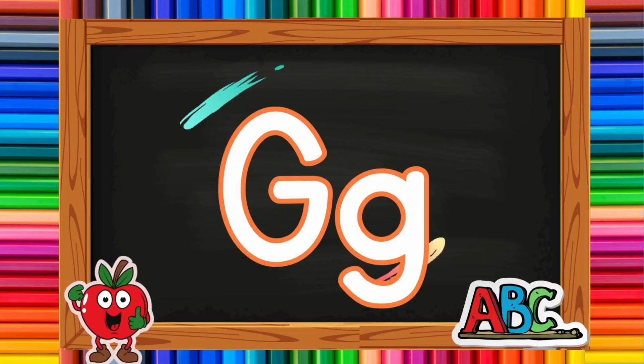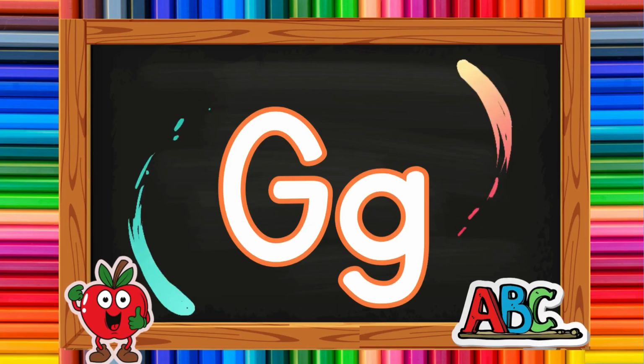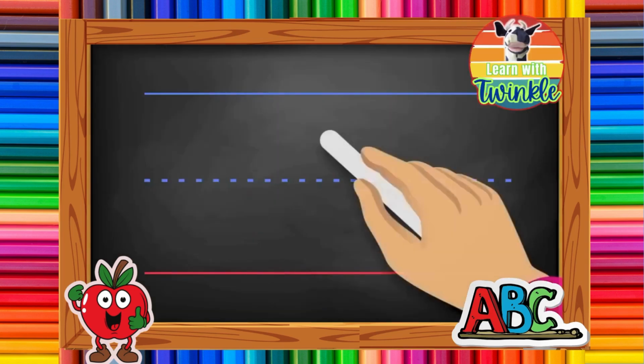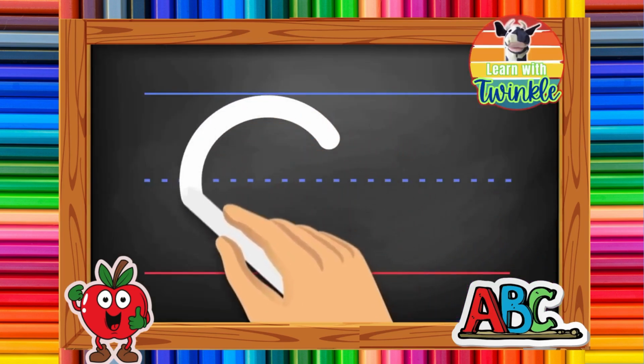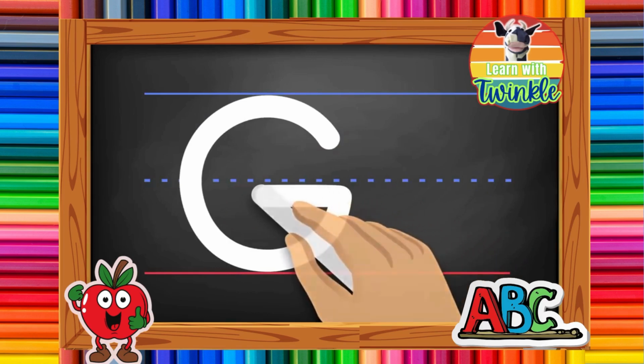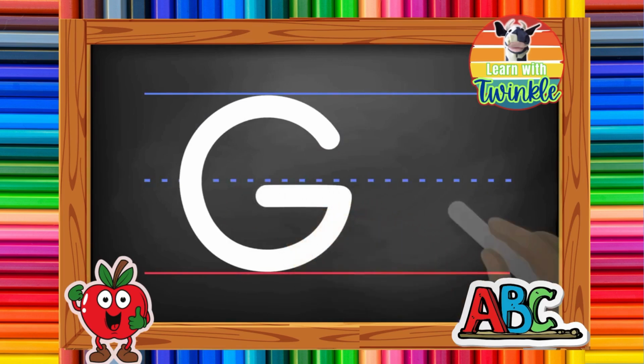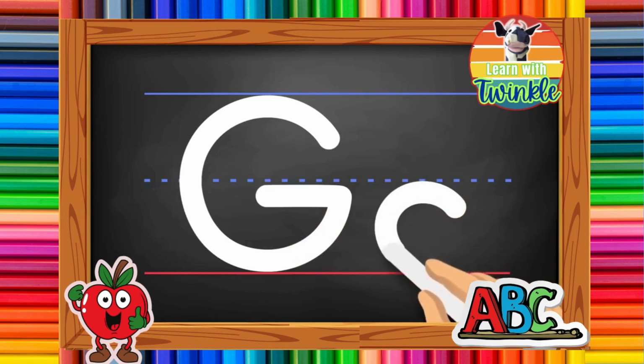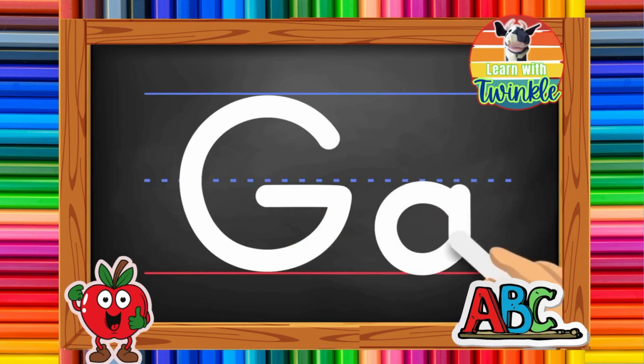Great job! Move to the next letter, G. Uppercase G. Start with a large curve like a C, then add a small line across the middle. Lowercase g. Draw a circle, then a line going down with a small curve.